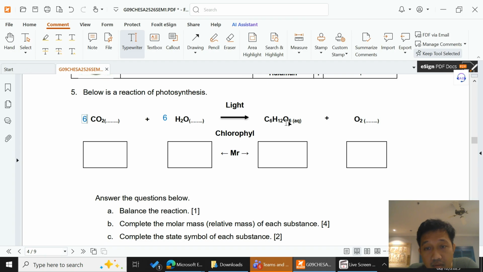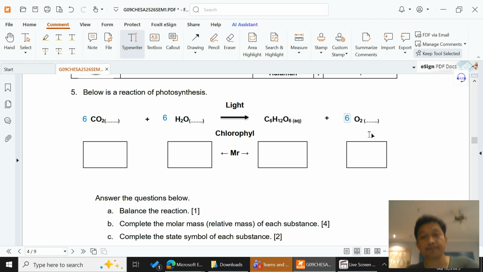What about on the right? On the right, we only have 6 now. That means we expect this oxygen to be 12 oxygen atoms. We just need to multiply this with 6. We get 12 oxygen atoms plus 6 oxygen atoms on the right, in total 18. Next, complete the state symbol.